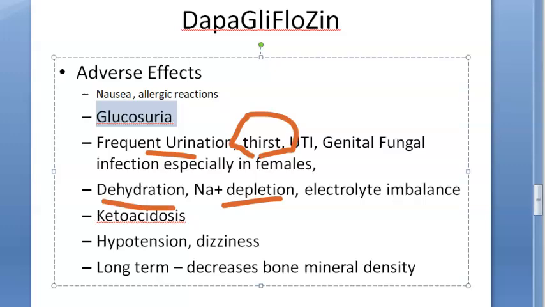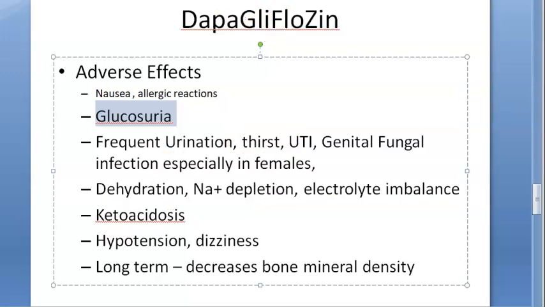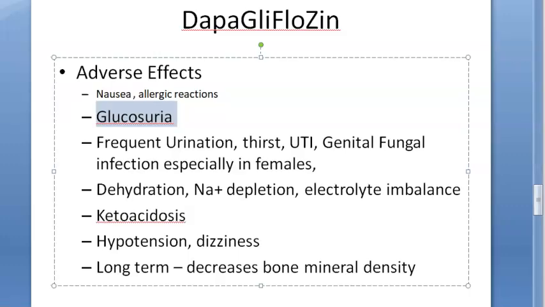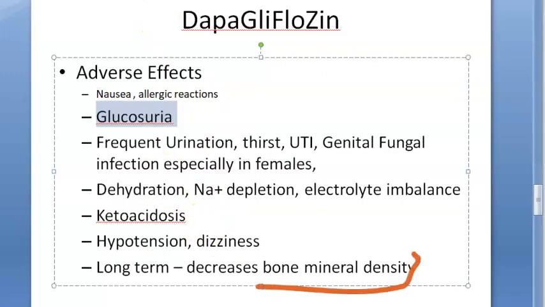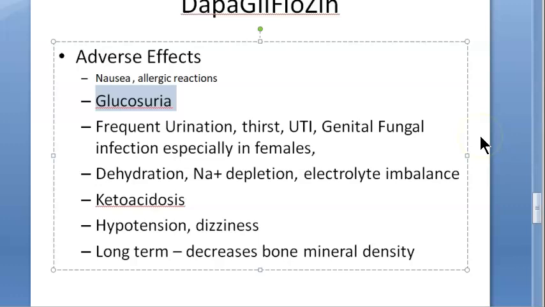So you can have dehydration, ketoacidosis, because there is less water, the blood volume will reduce. So hypotension, dizziness, because there will be a little less blood supply to the brain. That's what I'm thinking, right? And in the long term, it can cause bone mineral density loss, a decrease in bone mineral density. Okay.